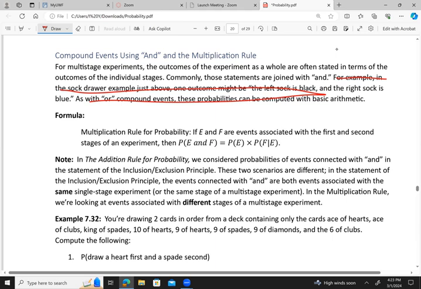This brings us to our multiplication rule for probability. If E and F are events associated with the first and second stages of an experiment, then the probability of E and F is equal to the probability of E times the probability of F given E has occurred.